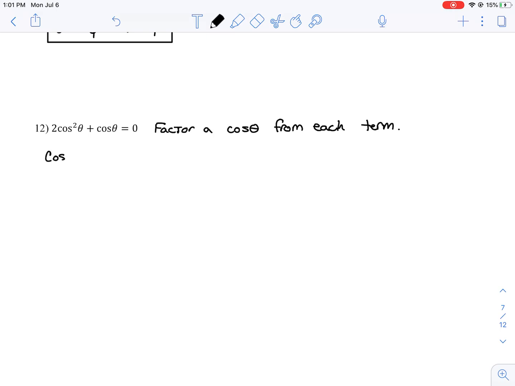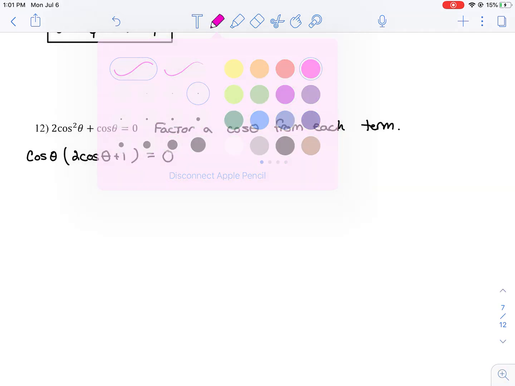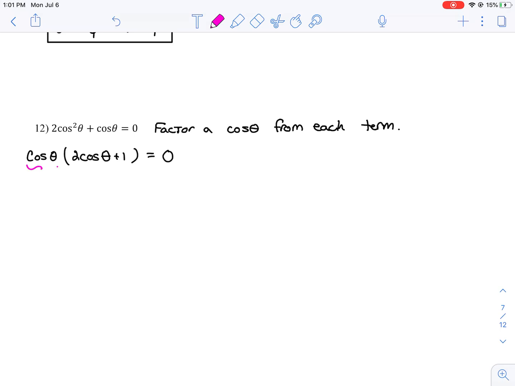So I'm going to factor a cosine theta out and let's see what happens. All right, well now we have an equation that's in factored form because I have the product of two factors. And now that I have a product of two factors here, we know that either the cosine of theta has to equal 0, 2 cosine theta plus 1 has to equal 0, or both have to equal 0. So I'm going to set up the two equations.